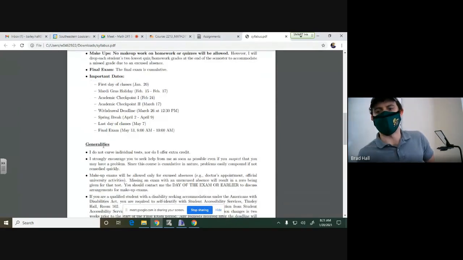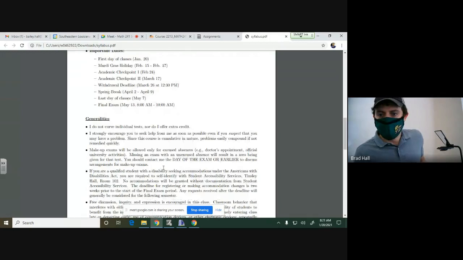And of course, the generalities. This is pretty much what you see on every syllabus. I don't curve, I don't offer extra credit. Cool. Seek help whenever a problem starts, not when you're on the third assignment and you've been struggling with the previous two, and then you realize you need help. That's a lot more ground to cover than asking me for help in the very beginning.